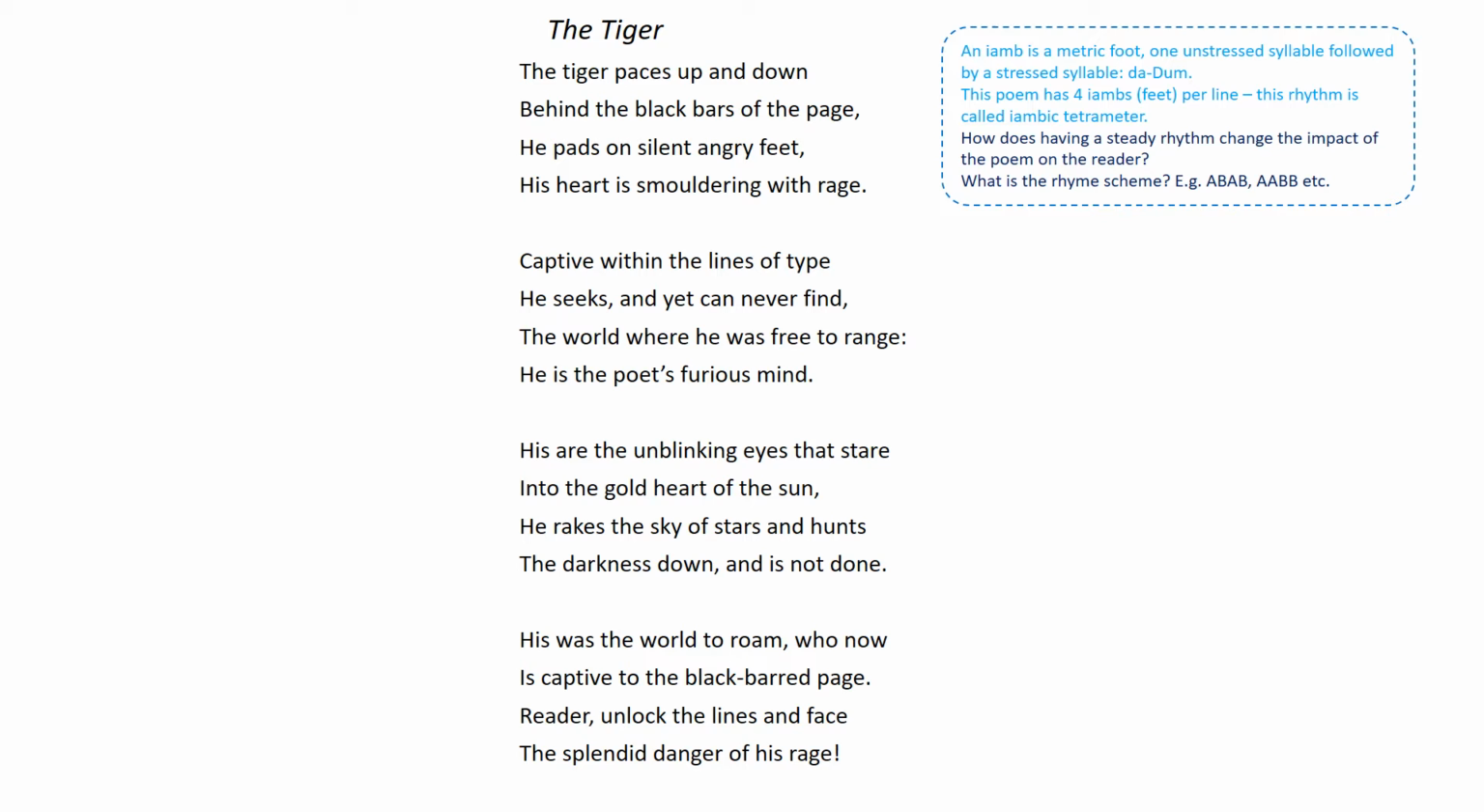Da-dum. So this poem has 4 iambs or 4 feet, 4 da-dums per line, and it's called iambic tetrameter. So I'll show you. The first line goes, the tiger paces up and down. Da-dum, da-dum, da-dum, da-dum. And every line works like that. Behind the black bars of the page. He pads on silent, angry feet. His heart is smouldering with rage. So, question for you. How does having a steady rhythm change the impact of this poem on the reader? I'd also like you to figure out the rhyme scheme.